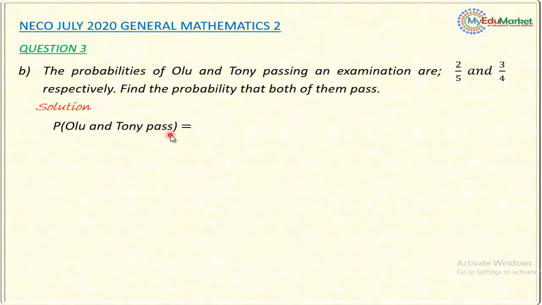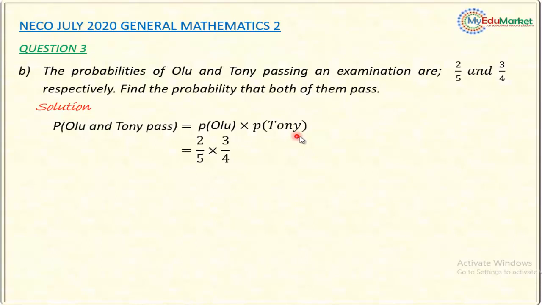Olu and Tony passing is very much possible. They can all pass, they can all fail. One of them can pass, the other one fail. So the happening of this is an independent event, and for the independent event, to get their combined probability, what we simply do is to multiply their individual probabilities. So this is going to be the probability of Olu passing multiplied by the probability of Tony passing.